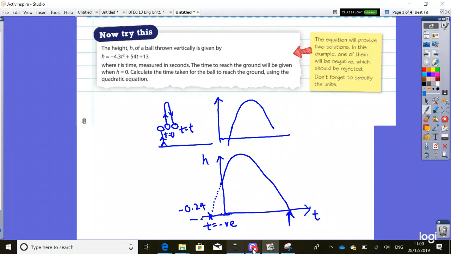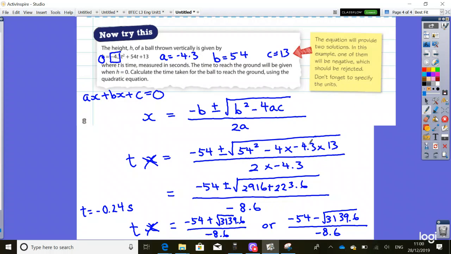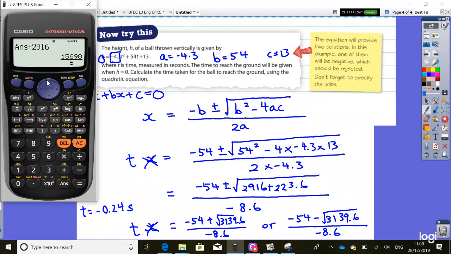Very quickly then. I thought I could cheat a little bit by going back and changing the sign to minus, but no, I can't. So never mind, let's do that again. Minus 54 minus the square root of 3139.6 over minus 8.6, and that gives positive 12 point something.